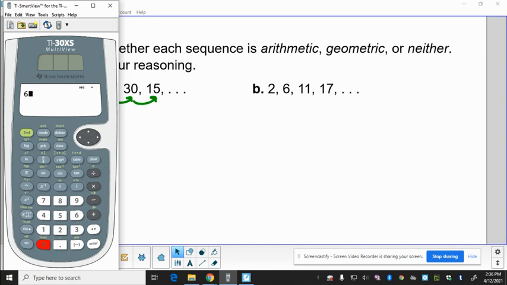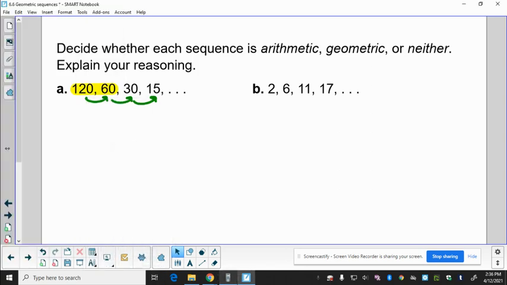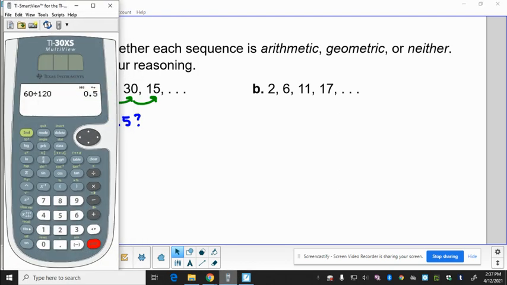So 60 divided by 120. Now that gives me 0.5. So the question is, am I multiplying by 0.5 in this case? Well, I'm going to go ahead and test that in my calculator to see if that's true or not. So you remember how to do this? Okay, I'm going to my calculator. I'm going to put in the first term of the sequence, enter it. I'm going to multiply it by 0.5. And I'm going to see if I get all the terms of the sequence.